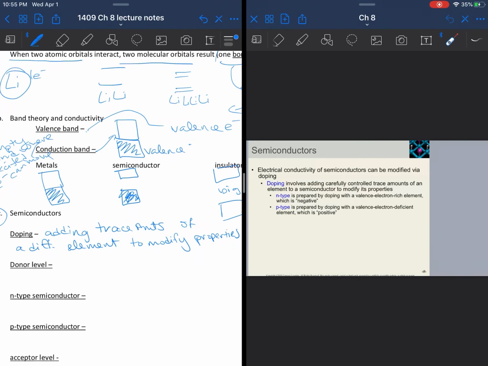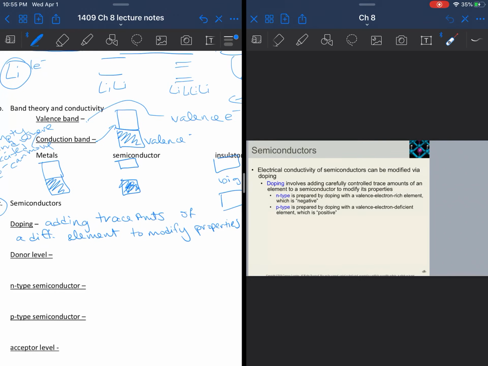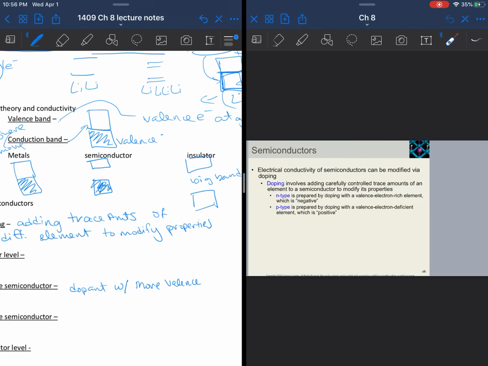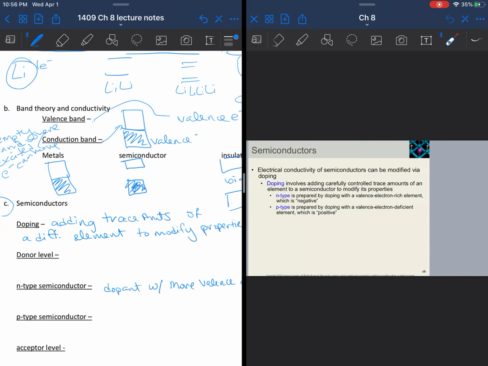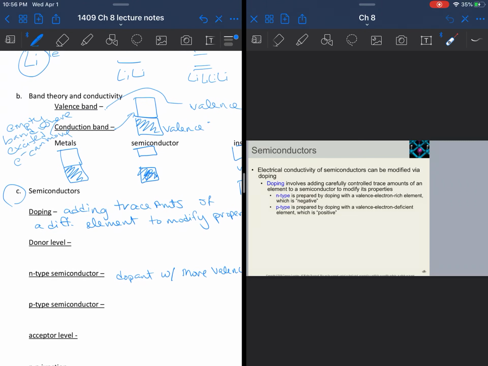Now, there's two ways to do this. We can do an N-type. We'll come back to donor level here in a moment. An N-type semiconductor has a dopant, or the dopant is just that trace element that you're adding in. An N-type semiconductor is going to have a dopant with more valence electrons.